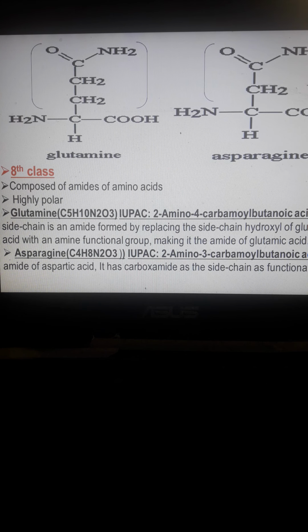The eighth class. So we have glutamine, asparagine, considered to be the amides of amino acid or the basic group. Highly polar because of the presence of your NH. Okay? So usually pwede yung NH mag-bond eh. Side chain of glutamine is an amide formed by replacing the side chain hydroxyl of glutamic acid. So okay? Amine functional group making it amide for the glutamic acid.